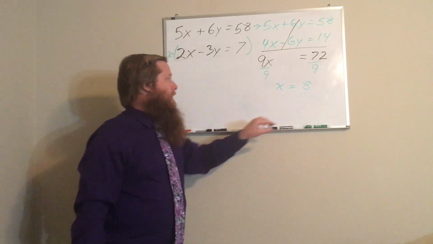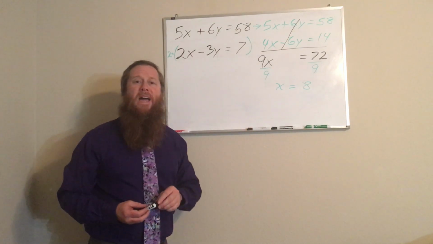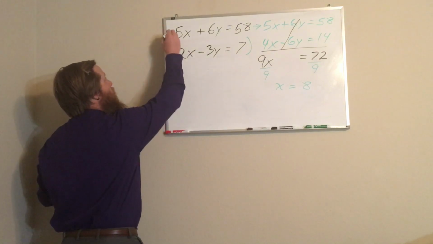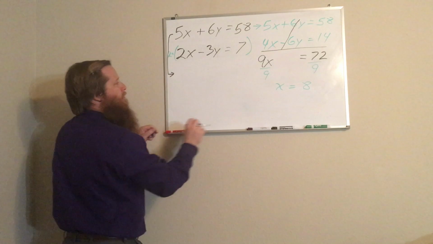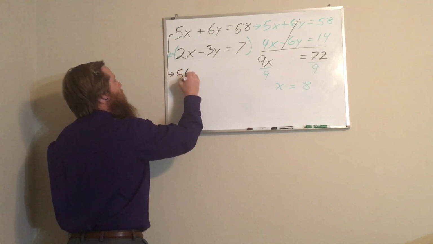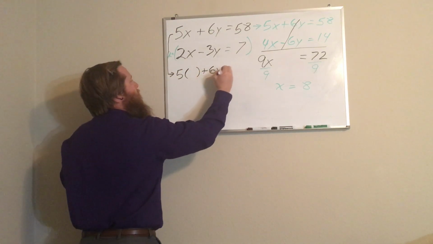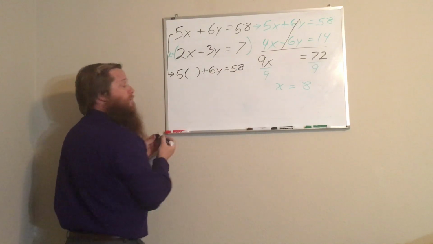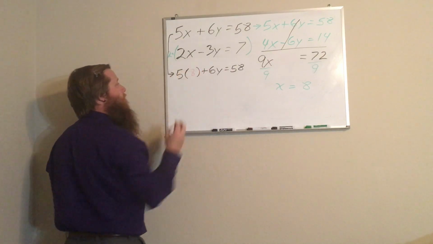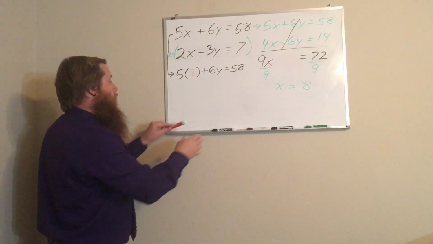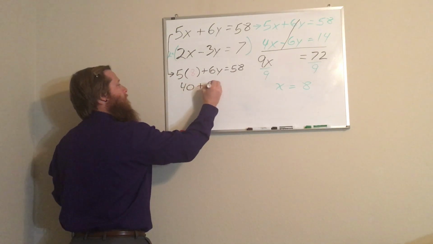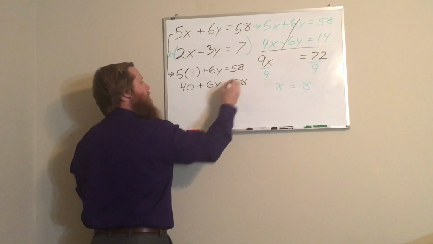Now just like previously, this problem is only finished when we have an x and y answer. So what I'm going to do is use substitution in either equation. I'm just going to choose the top equation. So in place of x, I'm actually going to use 8. So 5 times x plus 6y equals 58. But my substitute for x is equal to 8. Now we isolate y. 5 times 8 is 40 plus 6y equals 58.